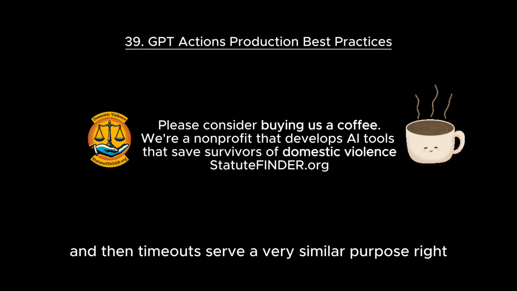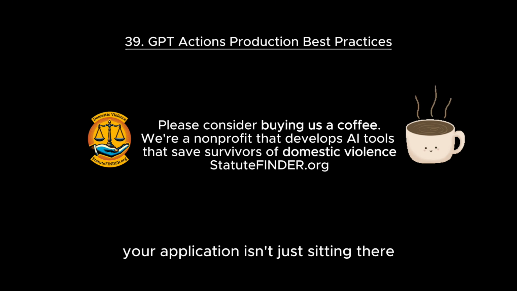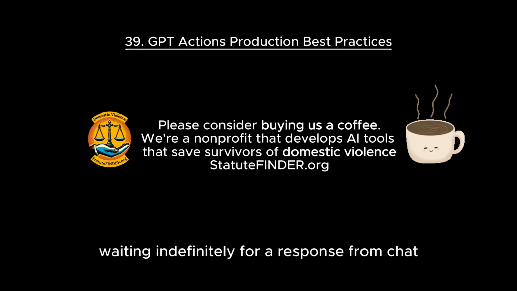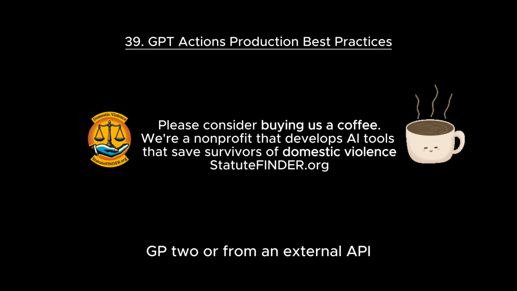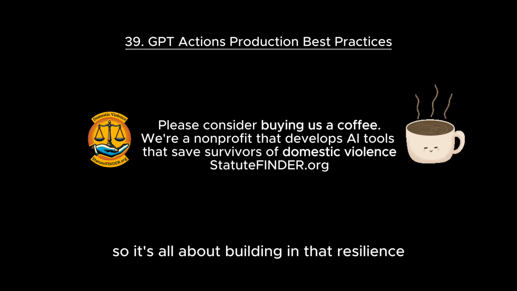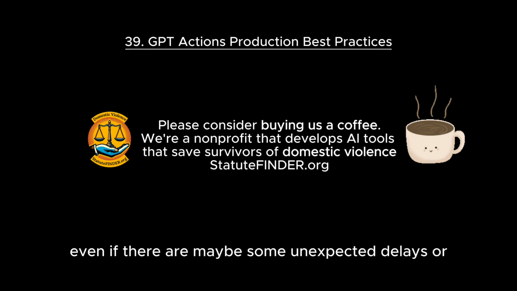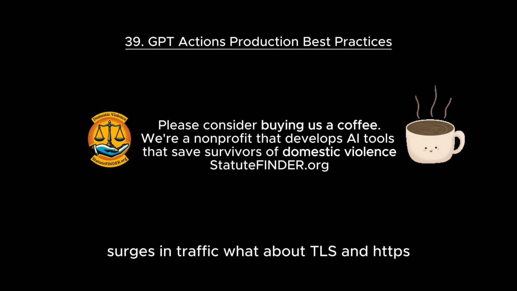And then timeouts serve a very similar purpose, right? They make sure that your application isn't just sitting there waiting indefinitely for a response from ChatGPT or from an external API. If a request takes too long, it's better to just time it out and then handle that error gracefully. Right, so it's all about building in that resilience, making sure that things are running smoothly, even if there are maybe some unexpected delays or surges in traffic.